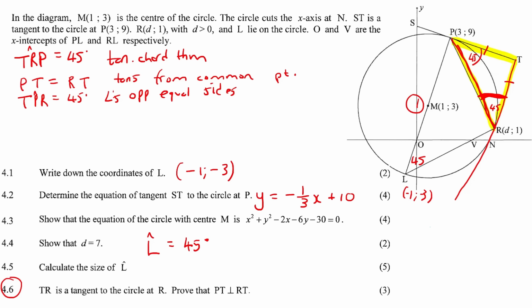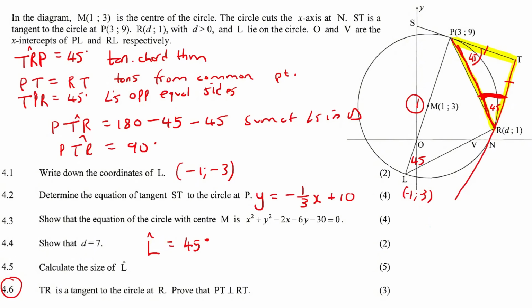So we could just say angle PTR would then have to be 180 minus 45 minus 45, by the sum of angles in a triangle, and so you're going to end up with PTR equaling 90 degrees, and so therefore PT must be perpendicular to RT because it's a 90 degree angle, and that's it.